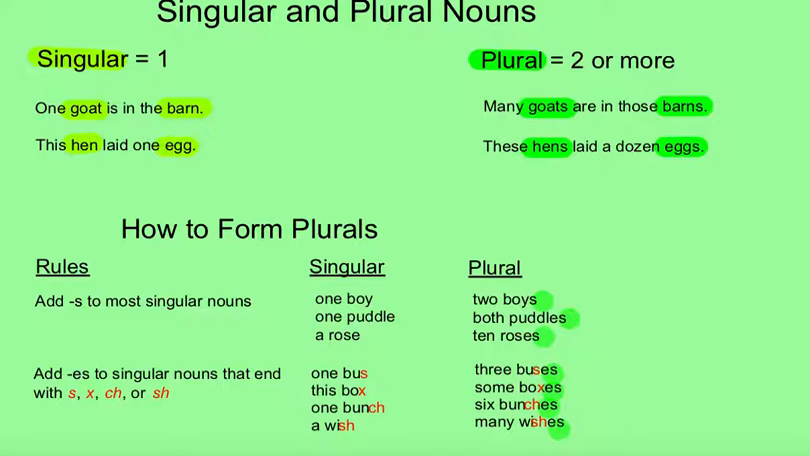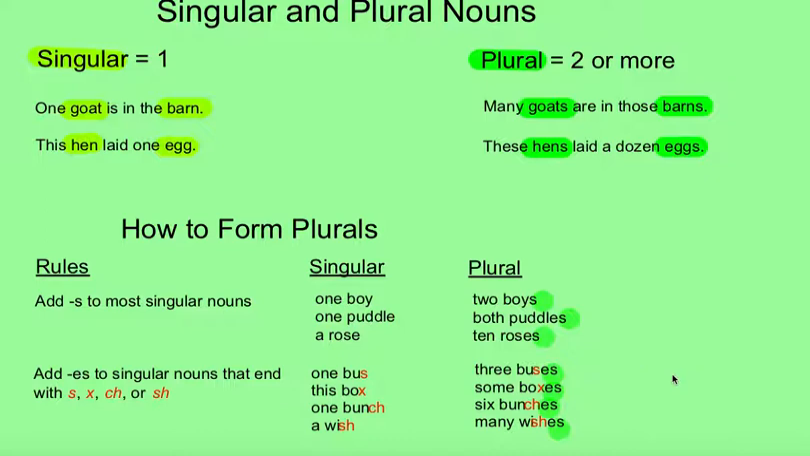So if we look at the singular column over here, we have one boy, one puddle, a rose. To switch that to being plural, we just simply add S to the word boy, then we become boys, more than one. Puddle with the letter S becomes puddles, which means more than one. And from one rose to 10, we would add that S and simply make it roses.